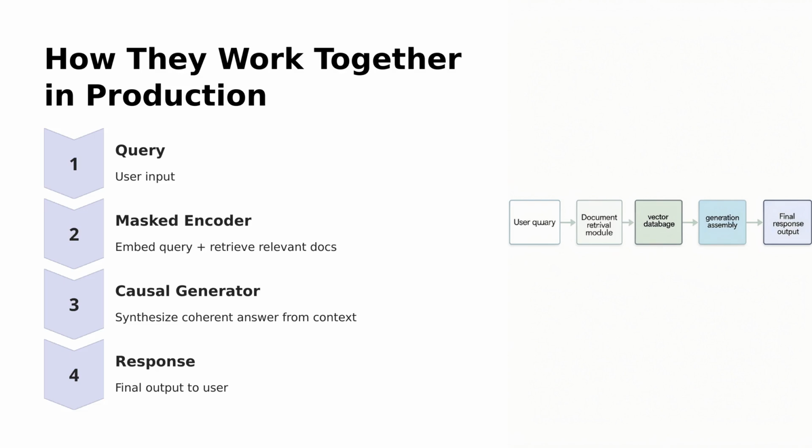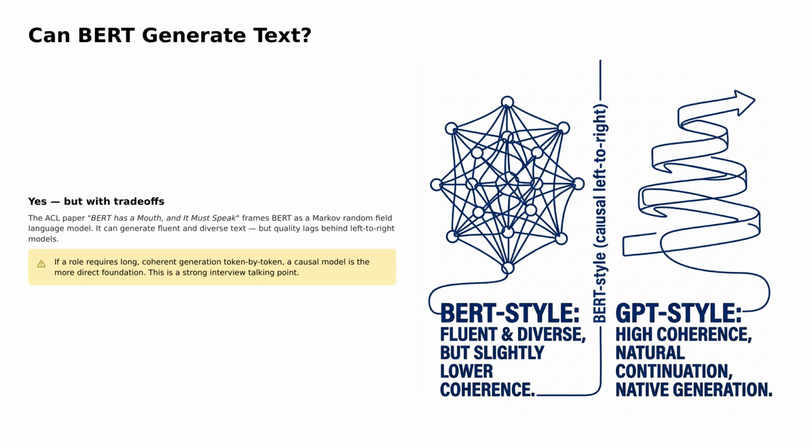In production, these two components work as a pipeline. First, the user sends a query. A masked encoder turns that query into an embedding and uses it to retrieve the most relevant documents or context. Then the causal generator takes both the query and the retrieved information and composes a clear, coherent response. So together, retrieval finds the right knowledge, and generation turns it into the final answer the user sees.